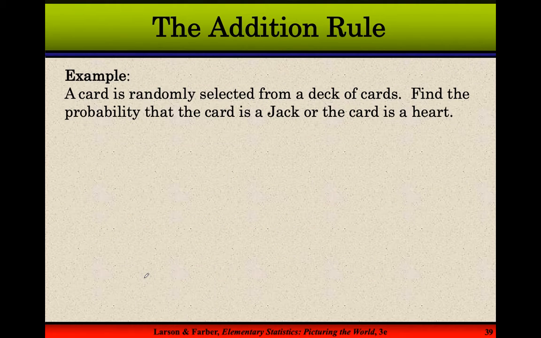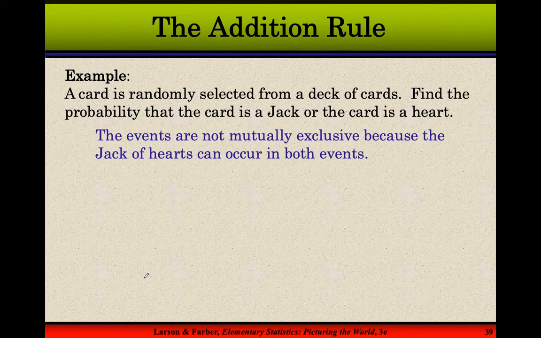Here's another example. Find the probability that a randomly selected card is a jack or the card is a heart. Now remember, a deck of cards has 52 cards, 4 suits: hearts, diamonds, clubs, and spades, and each suit has 13 cards in it. Now there's 4 jacks and there's 13 hearts, and the jack of hearts would fit into both groups. So they're not mutually exclusive.